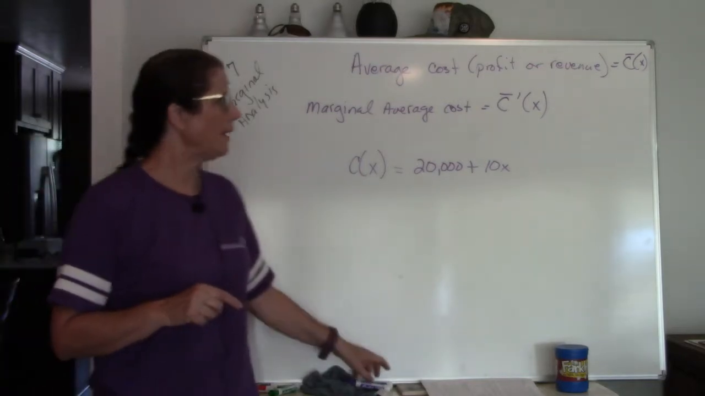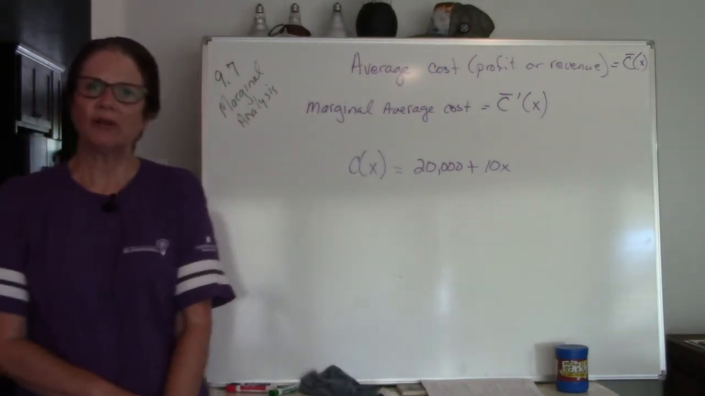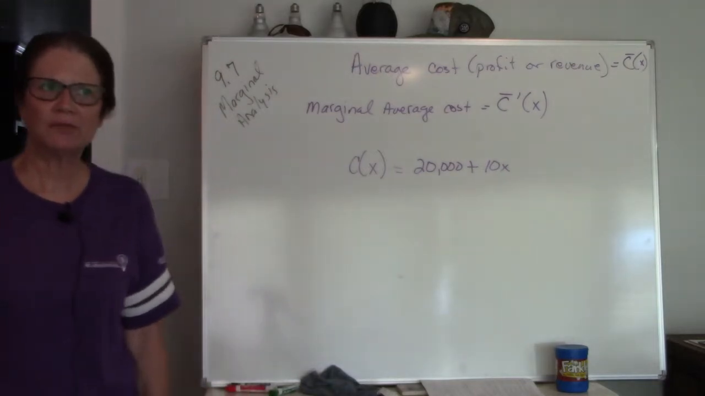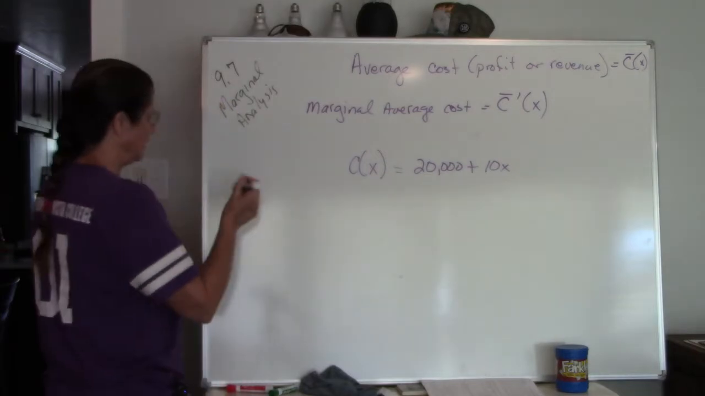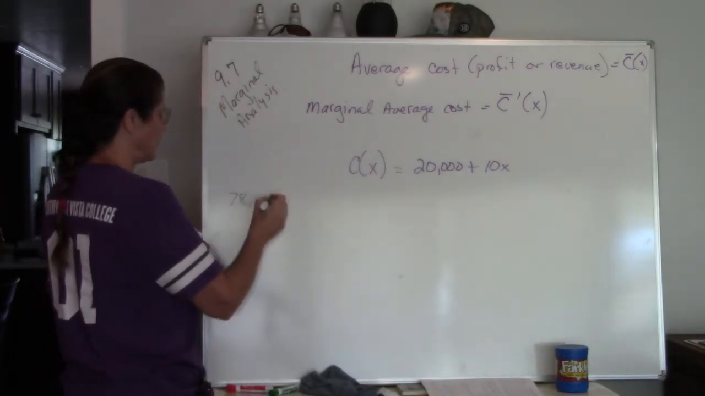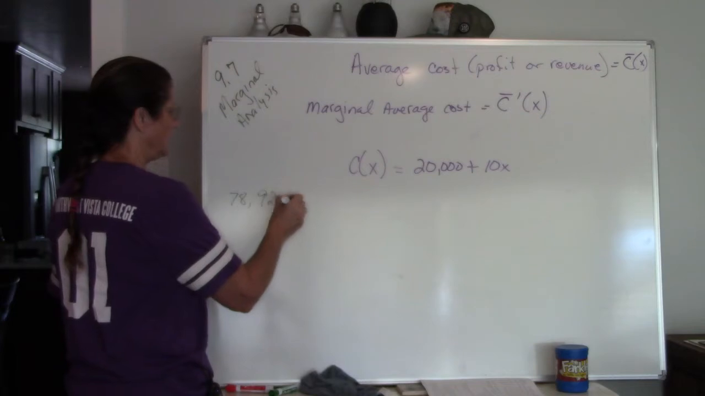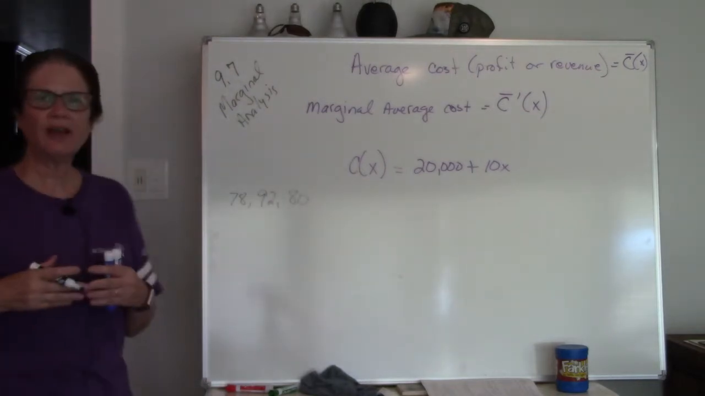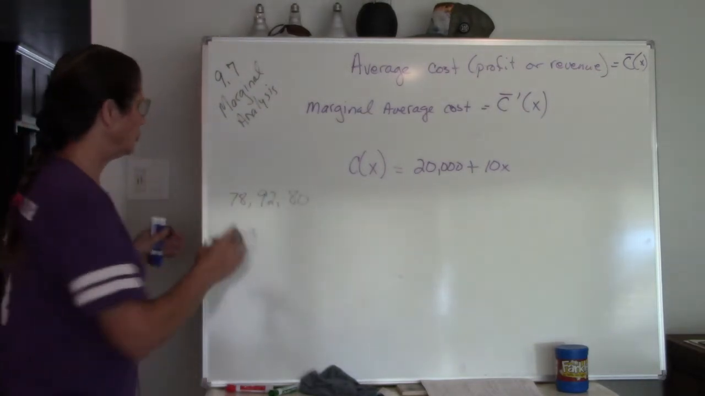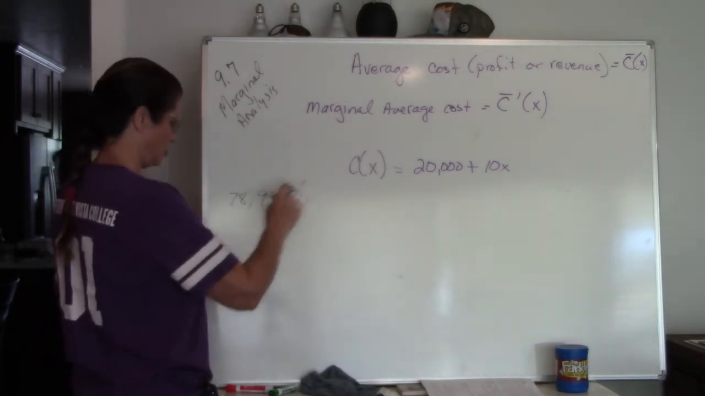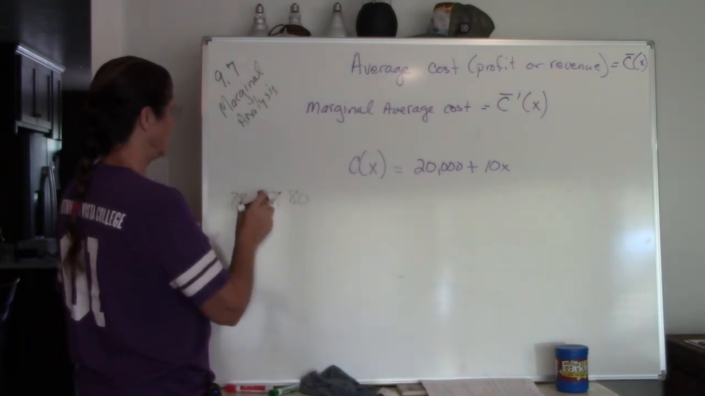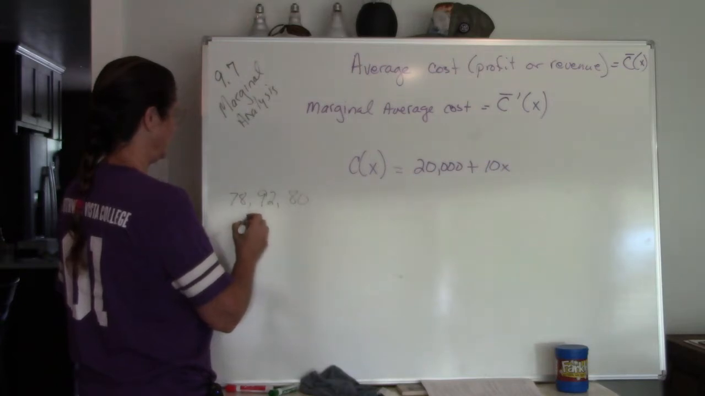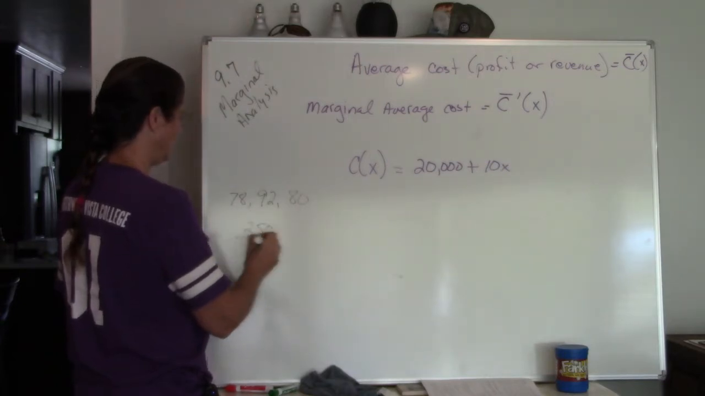So when you think about average values, if I were to ask you to find the average test scores, let's say you had 3 tests, and let's say your tests were 78%, 92%, and an 80%. In order to find the average of those, you would add these values up. So I end up with 250, and divide it by 3.